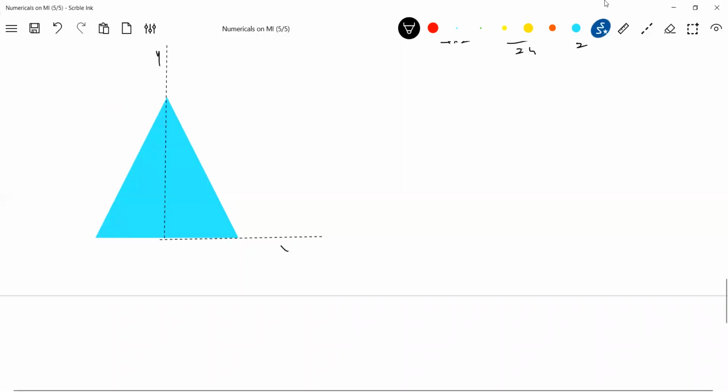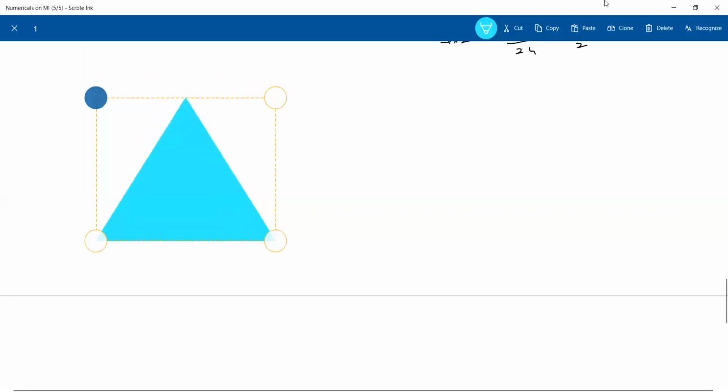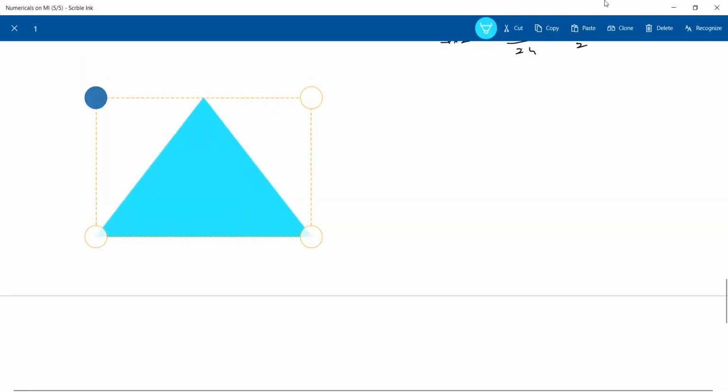This is the y-axis, x-axis here. This is what I'll write. The triangle will not appear, no? L by 2 and this is L. Just give them and I'll put in proper shape. Okay.